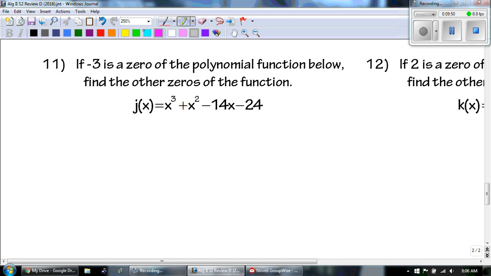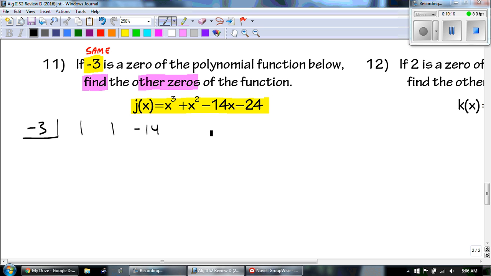Okay, so the next one: if negative 3 is a real 0, we have to find the other real zeros of the function. So this time, the -3 stays the same. That's what we're going to use. And then once again, I need all the coefficients. So a 1, a 1, a -14, and a -24.